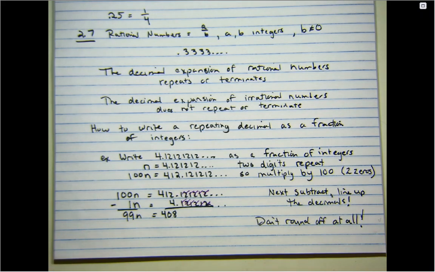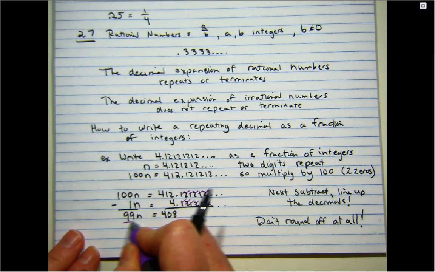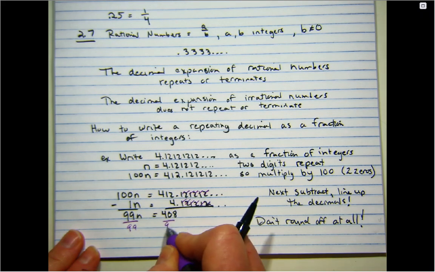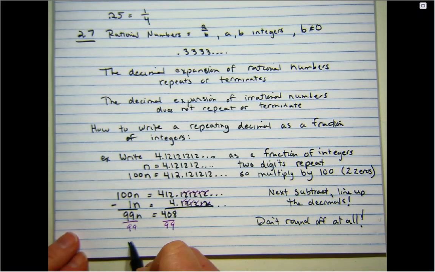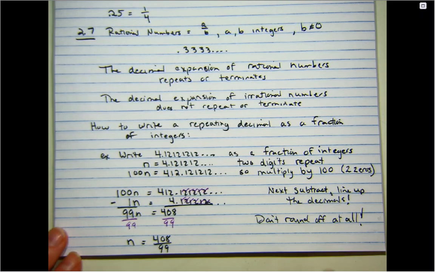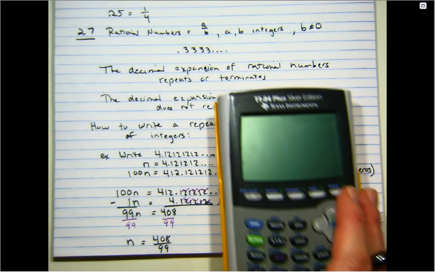Because the whole point is that we're going to be writing as a fraction. And we're almost there, right? We now have an equation that we can solve just by dividing out 99. So divide both sides of the equation by 99. And n is 408 over 99. These are fun to check. So check easily.